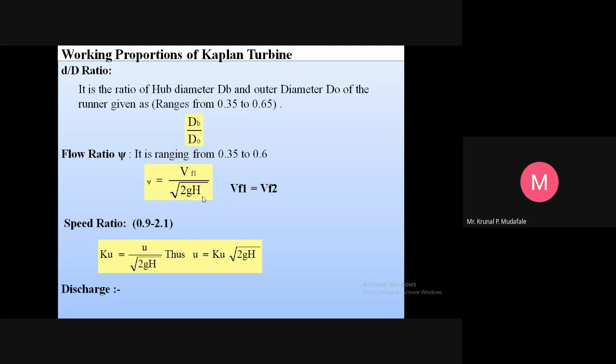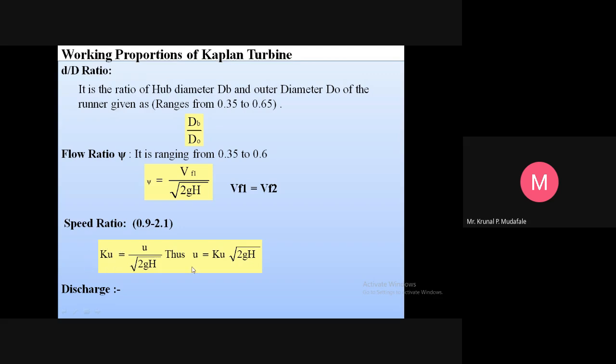What is the range of the speed ratio? It is 0.9 to 2.1. That is the speed. Okay. How can you find out the speed with the help of the peripheral velocity U? That U is nothing but equal to Ku, the speed ratio, into under root of 2gH. So please mention and concentrate that Ku is the speed ratio.